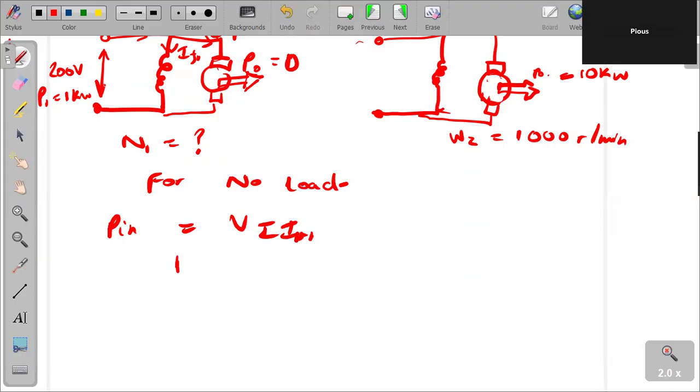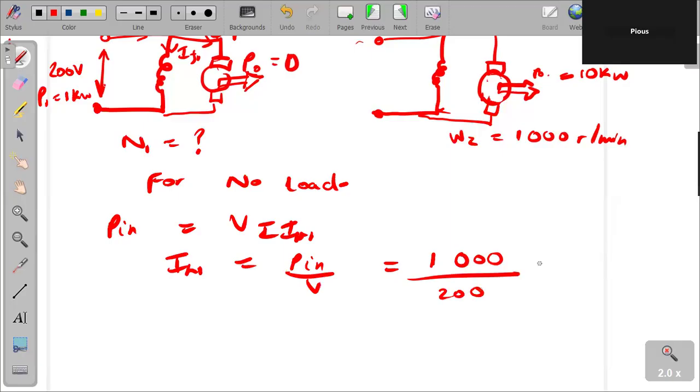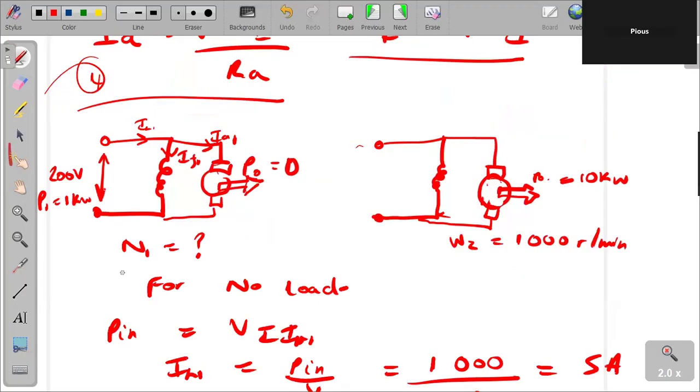We want to find IL1 from there. So IL1 is going to be equal to P in over V. Apparently that's 1 kilo, that's 1,000 divided by our voltage, 200 volts. It's going to give us 5 amperes, right? So we have IL1, which is this particular value here. We now have it, it's 5 amperes.